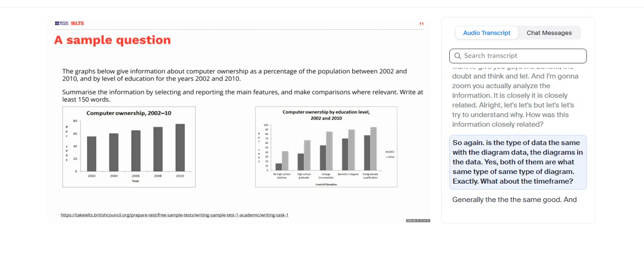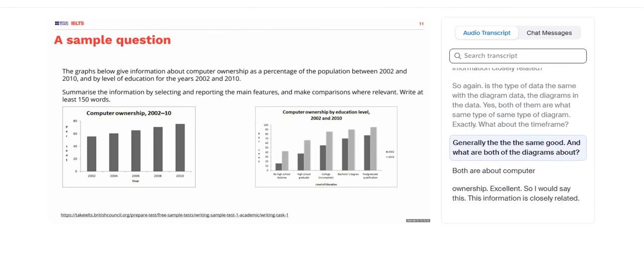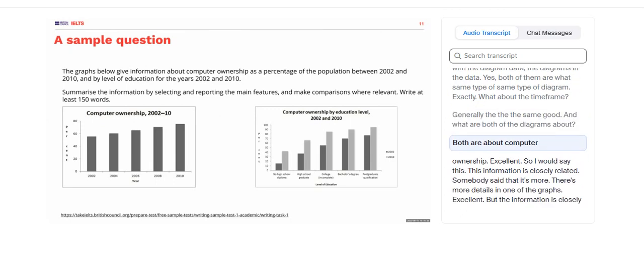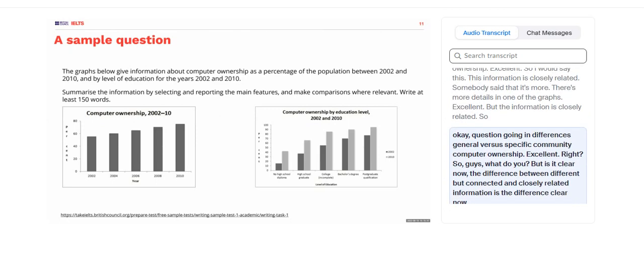What about the time frame? Generally the same. Good. And what are both of the diagrams about? Both are about computer ownership. Excellent. So I would say this information is closely related. Somebody said that there's more details in one of the graphs. Excellent. But the information is closely related, with the only difference being general versus specific computer ownership.